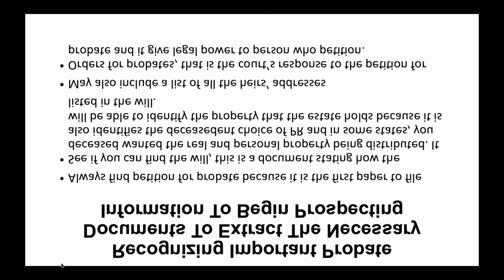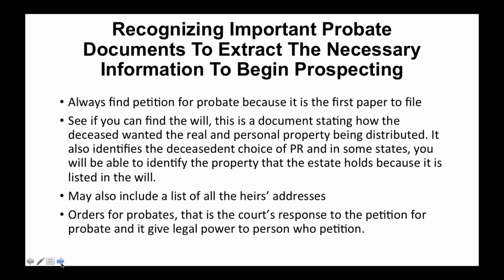So most important documents, the first document is the petition that's filed by a family member or executor, if they found the will, or personal representative, petitioning the court to probate the estate. This is always the first document that's filed. This is the most important.